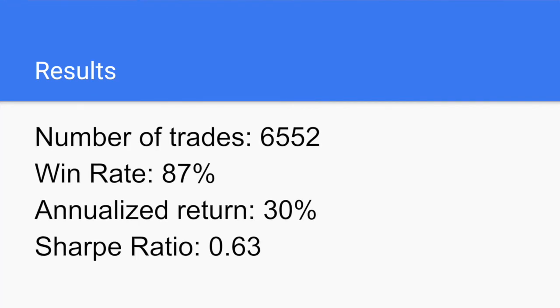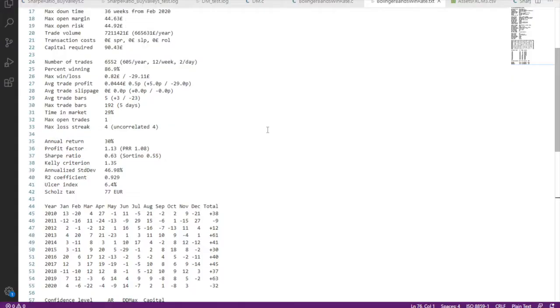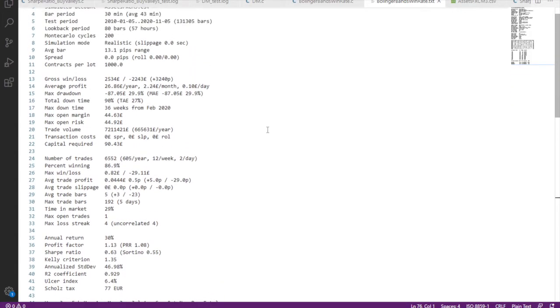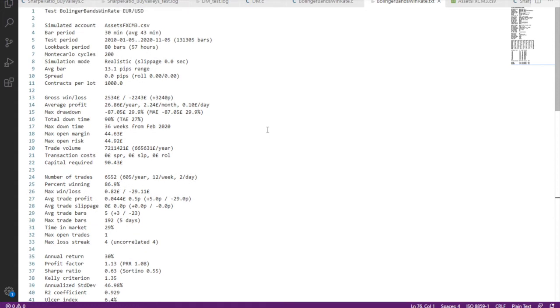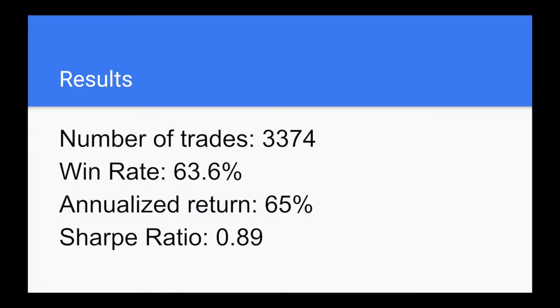The system has generated 6,552 trades since 2010, but the return has dropped to 30%, that is approximately 25% lower than the early loss taker system. If we compare it to the original reversal system without any risk management, it is actually doing worse. That one had a 63.6% win rate and a 65% annualized return. The Sharpe ratio has also gone down to 0.63.